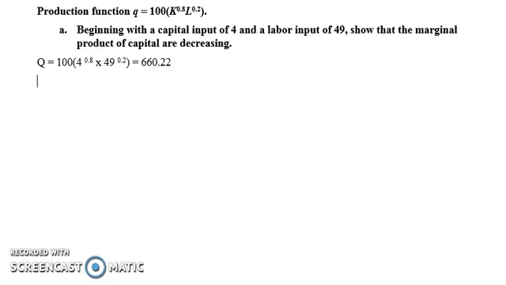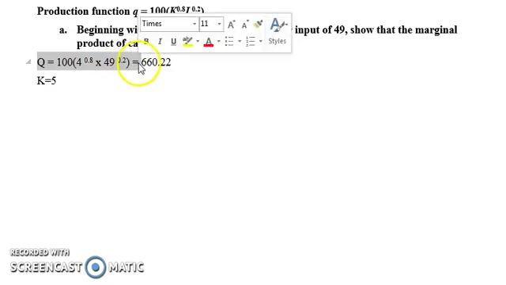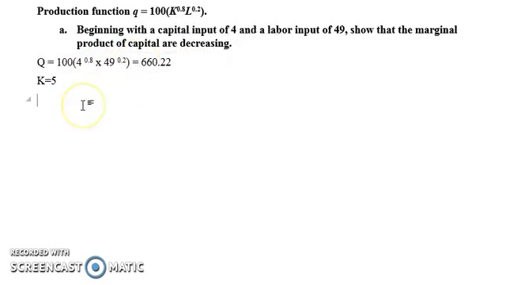Okay, so what we're going to do now is increase the capital input to see if the marginal product of capital is decreasing. So capital is now going to be 5. Let's do the same equation again, copy and paste. Instead of 4, I'm now going to insert 5 there.